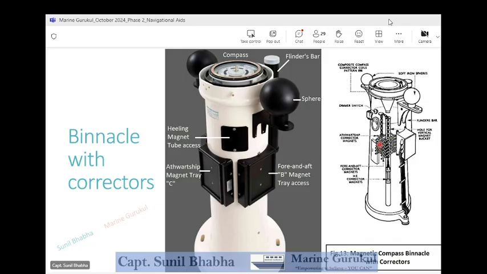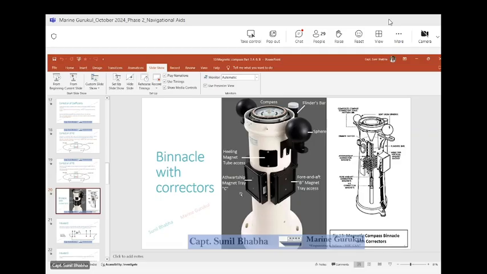Now, these magnets are accessed using plates. Plates are fitted on the binnacle. You can see these plates here. These plates are removed and then these magnets can be accessed and placed as required. Clear, beta? Understood? Very good, beta. Great. So that completes the permanent B coefficient.